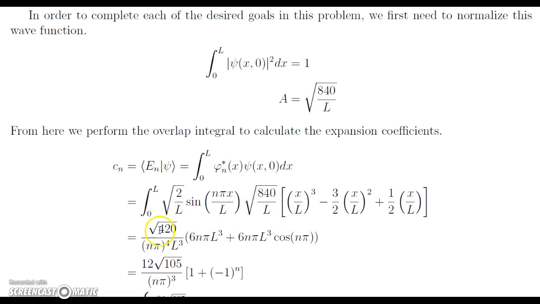When we perform this integral and evaluate at the bounds, we get this nice thing right here. Root 420 over (n pi)^4 times L cubed, quantity times 6 n pi L cubed plus 6 n pi L cubed times cosine n pi. Now noticing here that we have a cosine n pi, we know we're going to have some alternating term. We're going to have a different value for both the even and odd terms. This is because cosine alternates between positive and negative as n alternates between even and odd.